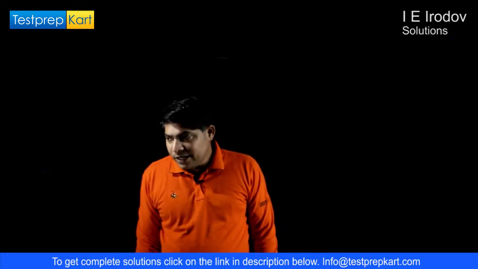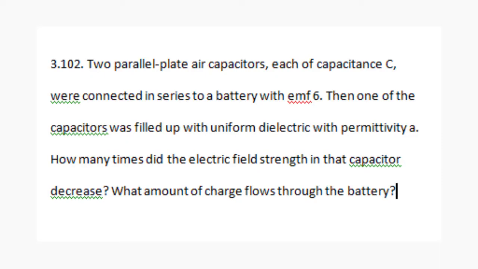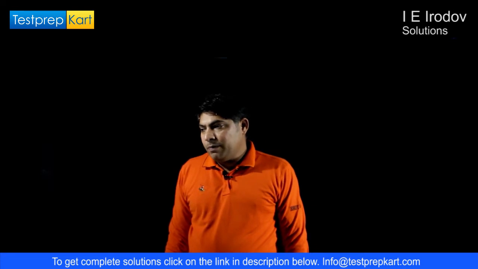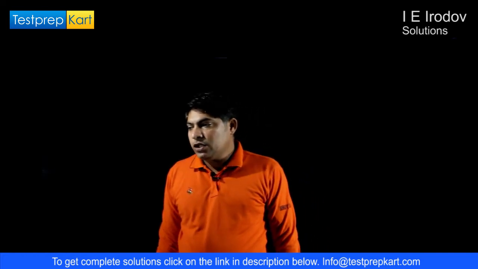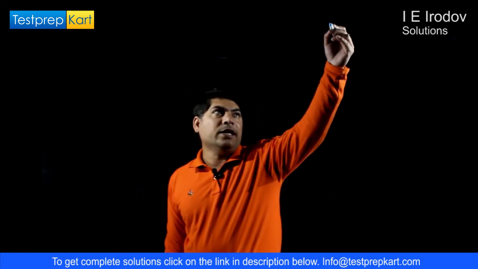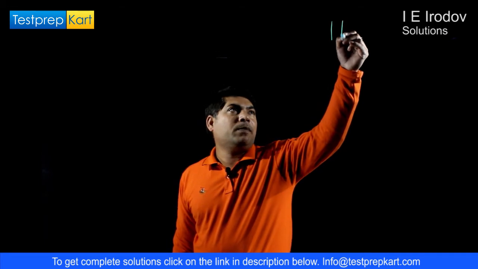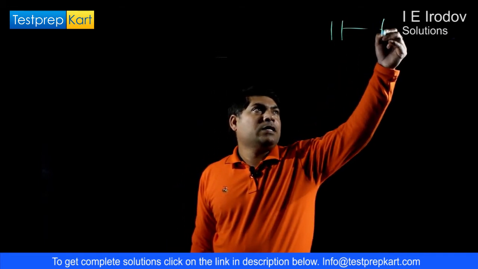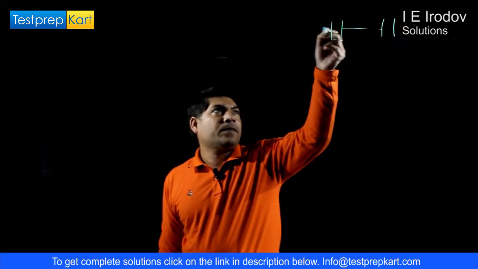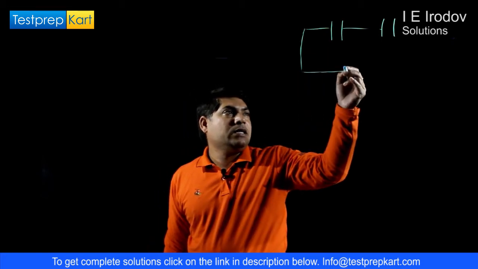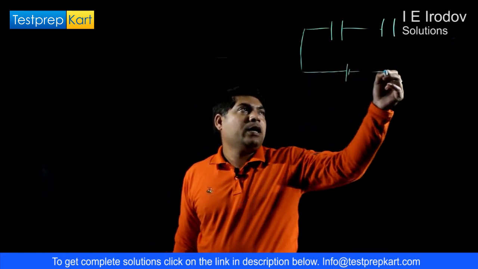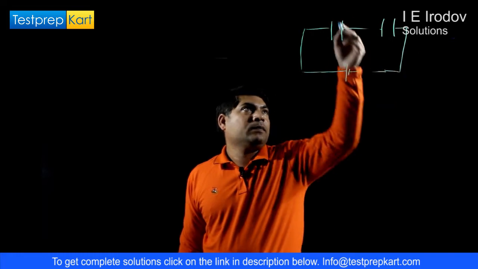Question number 3.102. Two parallel plate air capacitors, each of capacitance C, were connected in series to a battery with EMF E. So there are two parallel plate capacitors having the same capacitance C connected in series across a battery of EMF E.